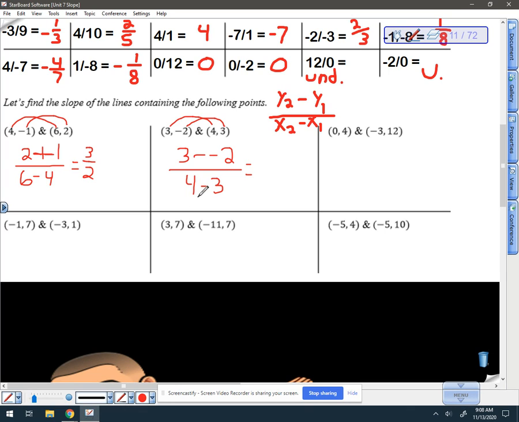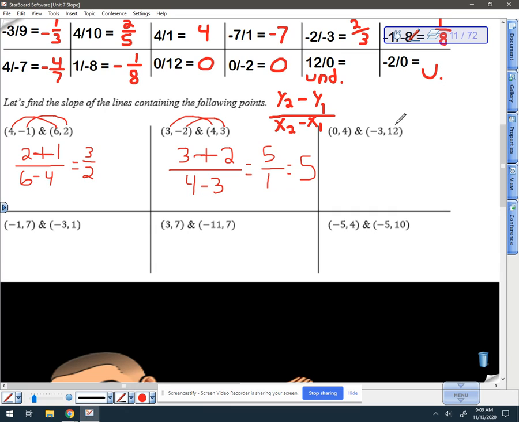You got to be very careful that how your y changes always has to be on the top because remember, slope is rise over run. It's your rise over run. How is it changing vertically? So that's your y over top of how is it changing horizontally, which is your x. Negative and negative make a positive. 3 plus 2 is 5 over 4 minus 3 is 1. So then we would simplify that to our slope is just 5.